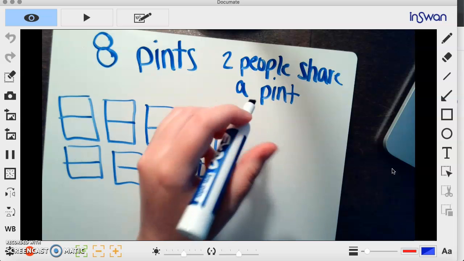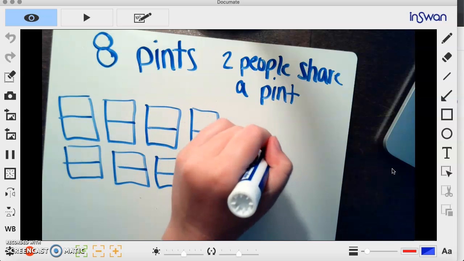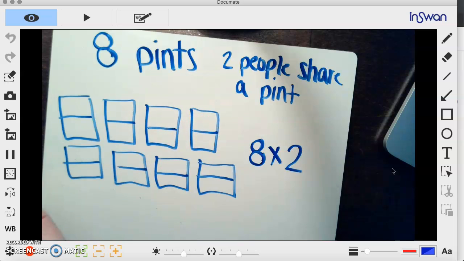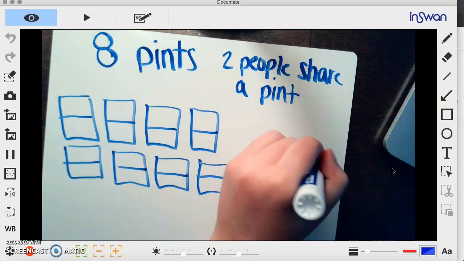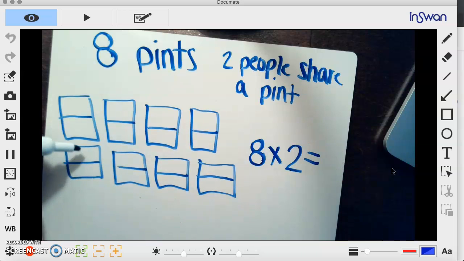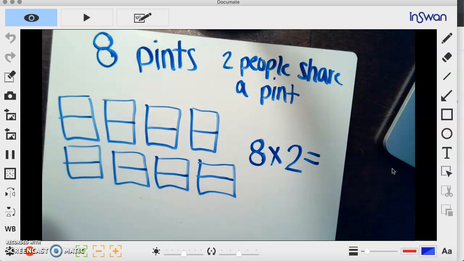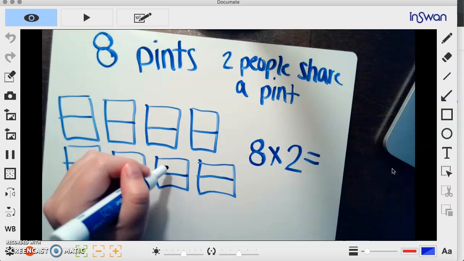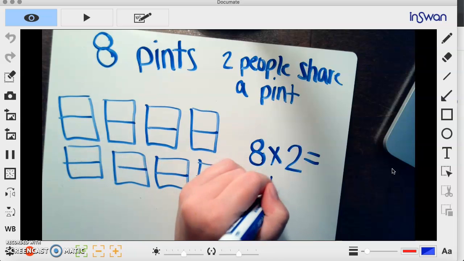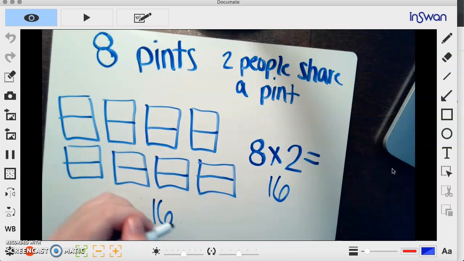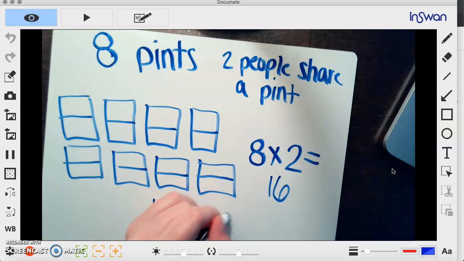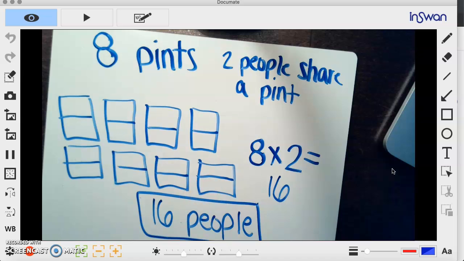So to figure this out, I can do my 8 pints times 2 people per pint, which gives me the same as if I were to add all of these up. 1, 2, 3, 4, 5, 6, 7, 8, 9, 10, 11, 12, 13, 14, 15, 16. So 16 people can share, or 16 people can have the 8 pints of ice cream if 2 people share a pint.